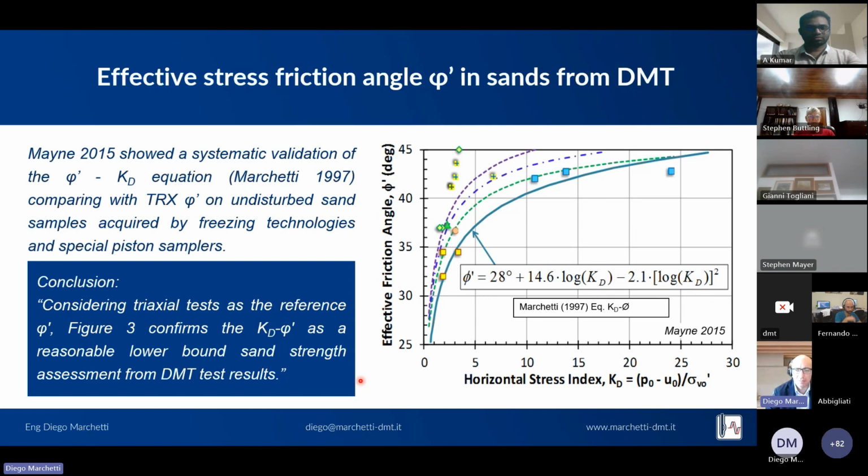The last publication on the friction angle I know of is proposed by Professor Paul Mayne in 2015. He showed a systematic validation of this curve proposed by Professor Marchetti using triaxial phi prime tests in undisturbed samples taken with very much care using freezing technologies and special piston samplers. And in conclusion, he confirmed that this estimation of the friction angle is a reasonable lower bound for sand strength.